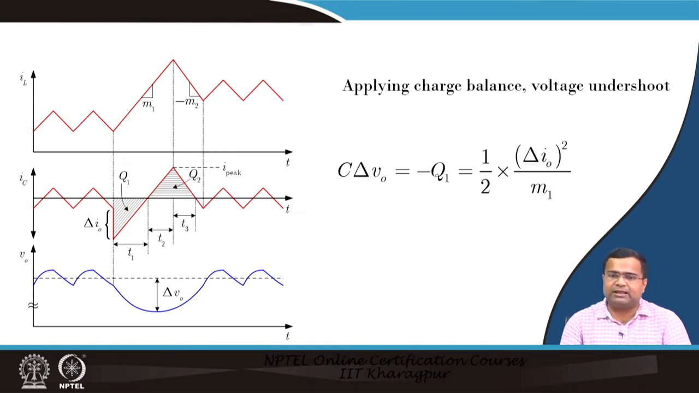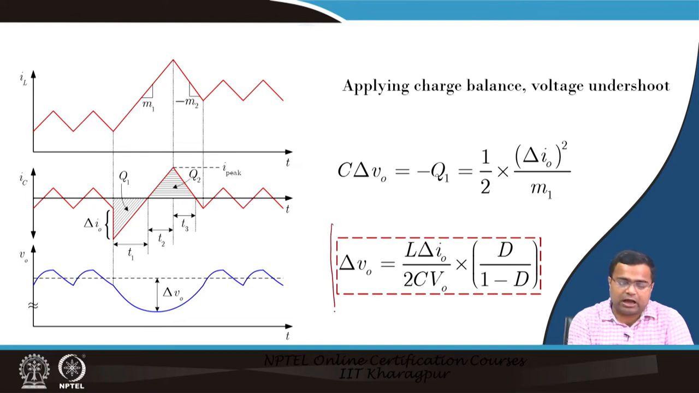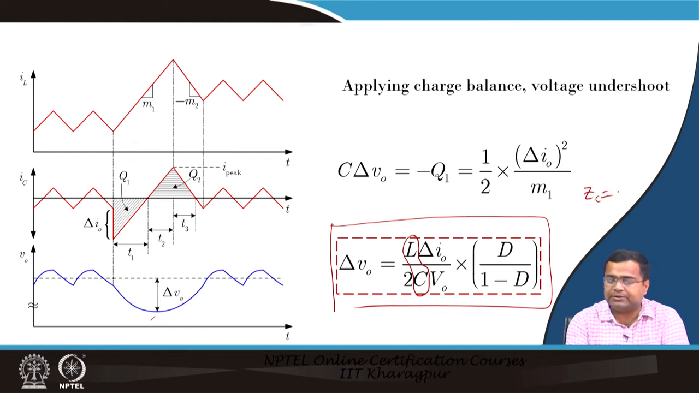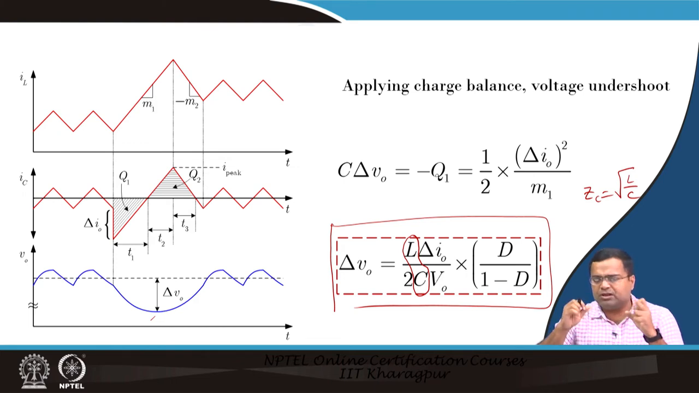Now, if we apply the charge balance, we can find the undershoot expression, and it turns out the undershoot is a strong function of the characteristic impedance. We know the characteristic impedance is square root of L by C. So, if we can make the characteristic impedance small, because traditionally in the majority of power supplies we generally take a small inductor and large cap, by that we can reduce the output undershoot. But I will show you in this lecture, it can be counterproductive for the reference voltage transient.